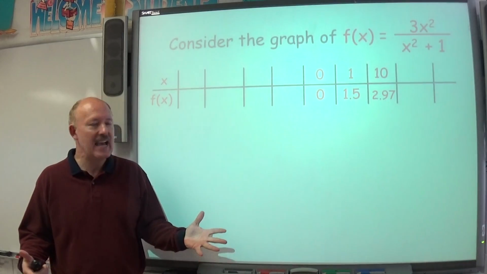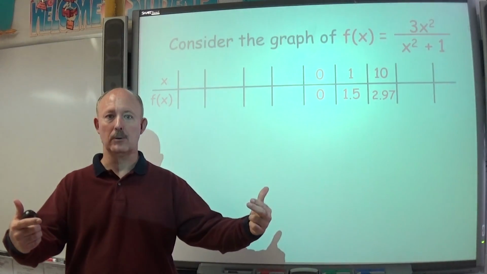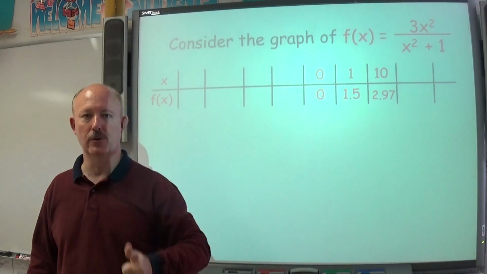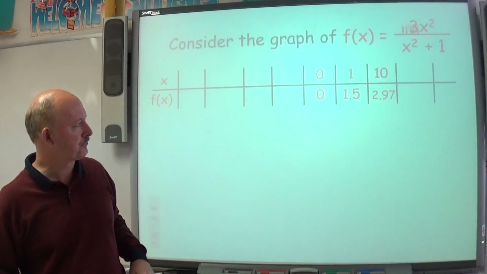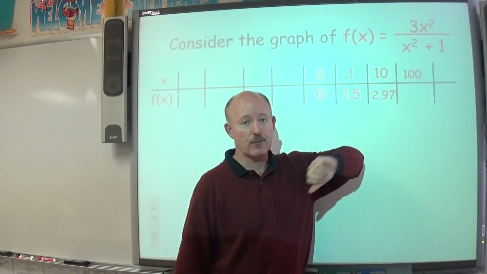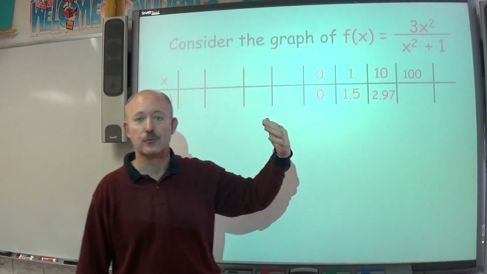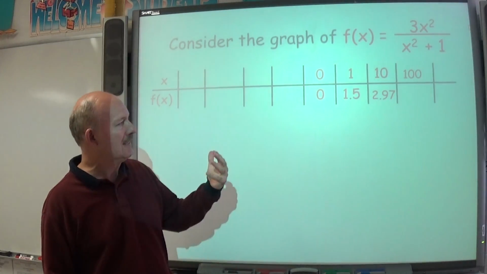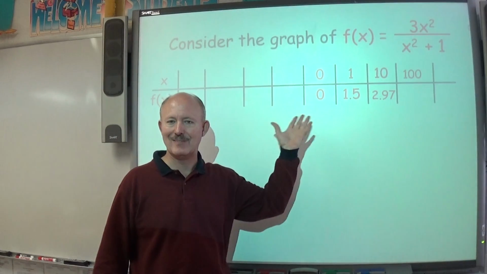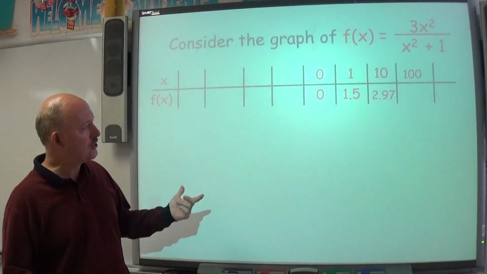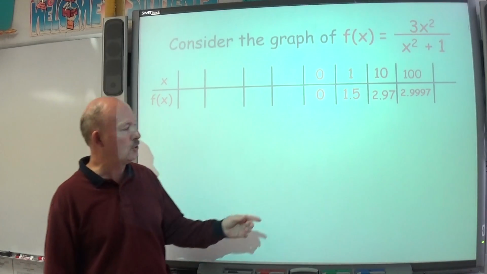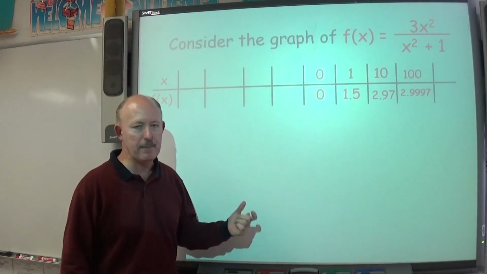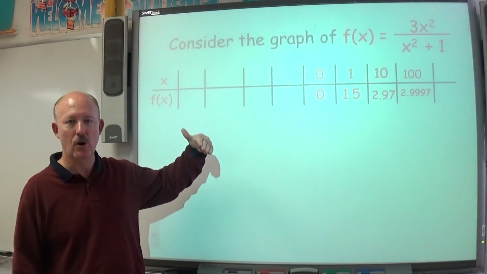Let's let x be an even bigger number. We went from x is 0, 1, and 10. Let's let x be 100, and let's see what we get for y. We substitute 100 in for x. That would give us 3 times 100 squared divided by 100 squared plus 1. If you have your calculator, you can do this on your calculator. I already have it done here on my chart. Calculating this gives us 2.9997.